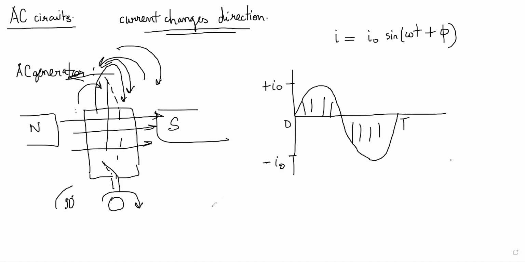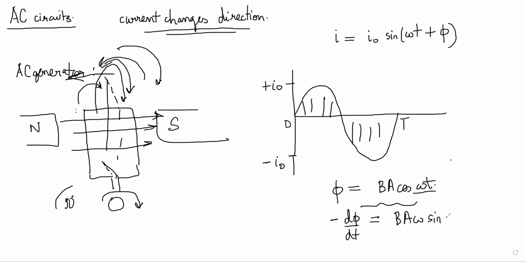Now, he has described in HCV that there is EMF induced as the coil rotates. So flux through the coil will be the integral of B dot dS, which will be BA cos theta. Theta is the angle that the normal to the area makes with the magnetic field. Since that is variable, it can be written as omega t. Theta changes with time according to your angular velocity of rotation, right? You'll get minus d phi by dt becoming B A omega sine omega t. This will be your EMF induced, and this is called E naught. E naught sine omega t will be your EMF induced.